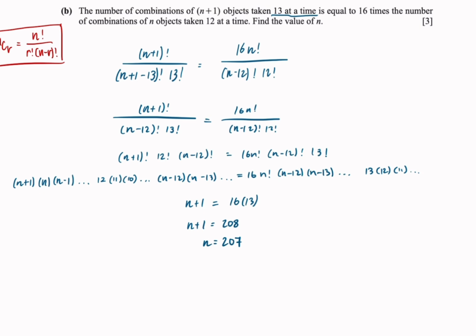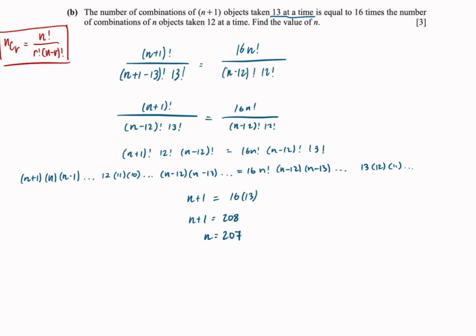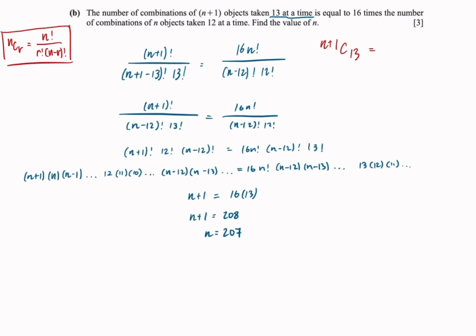Okay, so this question looks a bit complicated, but I'll just write it in simple terms. So n plus 1 objects taken 13 at a time, and it's a combination, so it's C, is 16 times the number of combinations of n objects taken 12 at a time. So this is how it looks in notation form. Okay, so what I did here is I used this equation to expand what I got here.